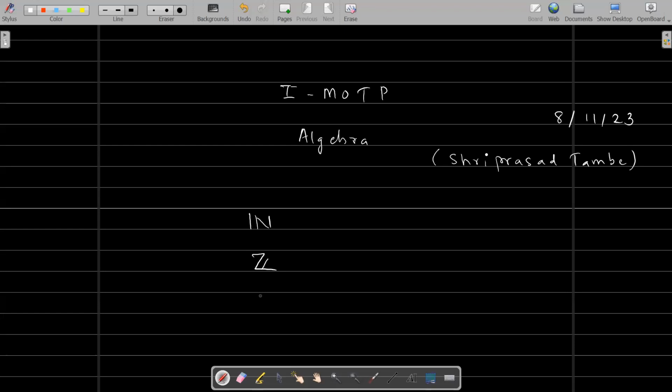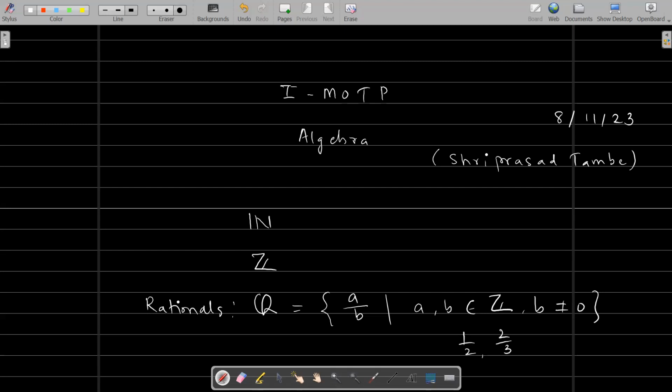So we have the set of rationals, and it is denoted by Q. Q stands for quotients. And what exactly is the set of rationals? They are numbers of the form integer by non-zero integer. So a by b, where a and b are integers and b is non-zero. We don't divide by 0, right? So for example, 1 by 2, 2 by 3. Numbers which we call fractions are all rationals, right?